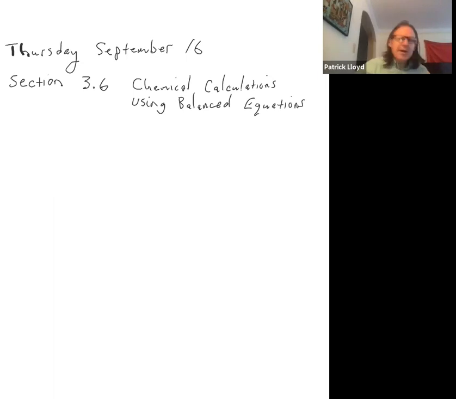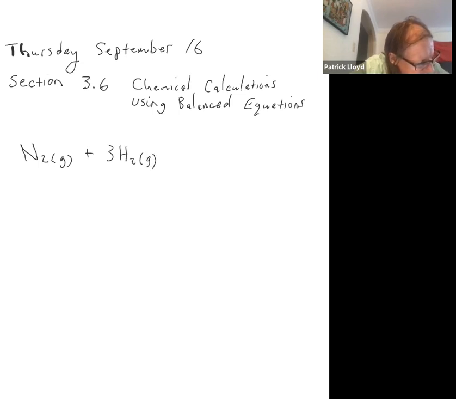So we talked about balancing equations earlier in the week. And the idea is essentially that if you have reactants and products. So here's a balanced equation. Okay. The idea of balancing is that we need to have the same amount of matter on both sides.